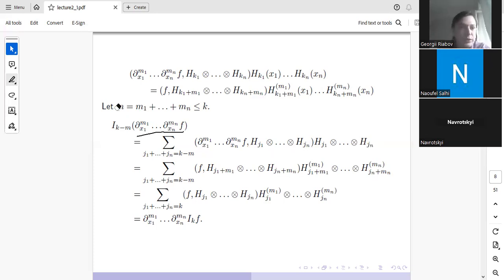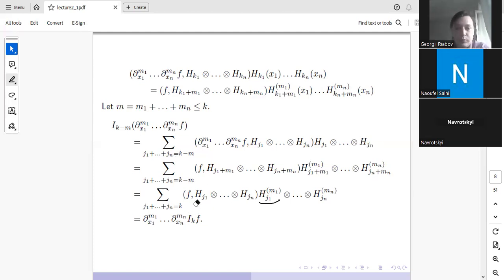And now let's change the order of summation. So instead of j1, ..., jn, let's sum in j1 plus m1, ..., jn plus mn. Then we will get the sum over all j1, ..., jn that give sum k. However, here we also need to write that j1 is greater or equal to m1 and so on. But in fact, it is not needed, because if j1 is less than m1, then the m1-th derivative of h_{j1} is equal to 0.